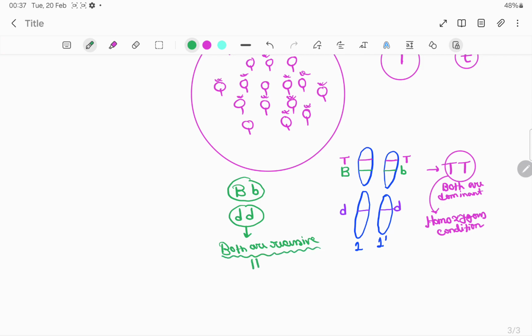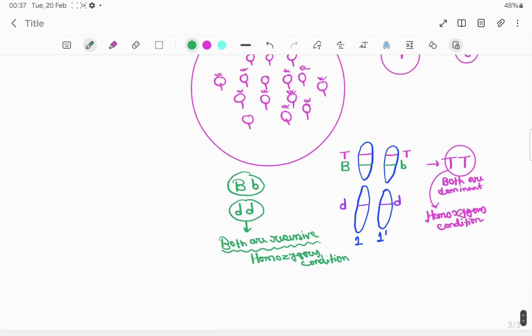So this is also a homozygous condition, because both the alleles are of the same type. Both are recessive but the same. One is small d, another is also small d. So that is called a homozygous condition.